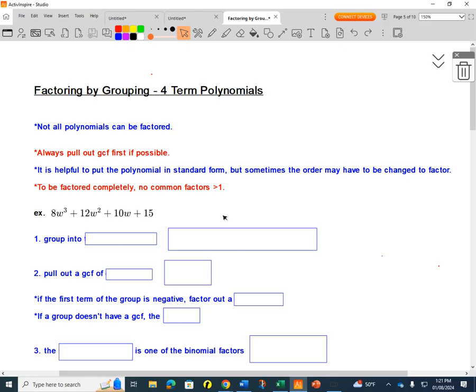Alright, so the first thing we're going to do is we're going to group into 2 expressions. So the first blank here by number 1 is 2 expressions.